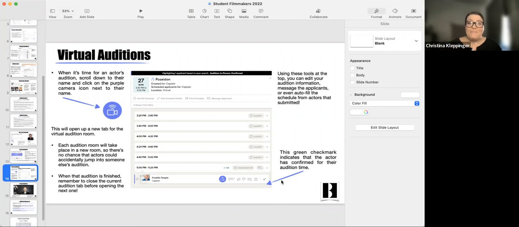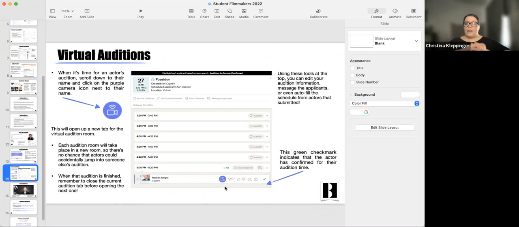You want to get as many people into your audition room as possible so that you again have lots of good creative decisions to make down the line. And then when it comes time for your audition, let's say it's March 27th and we're auditioning Franklin, you're just going to click on this little purple camera icon.